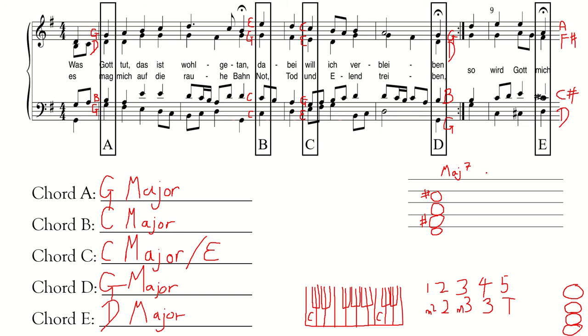There are minor 7, and then there's dominant 7, which would just be 7. And the important note to make the distinction, because major 7 and dominant 7 are only one note difference.